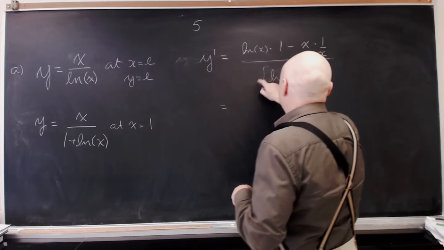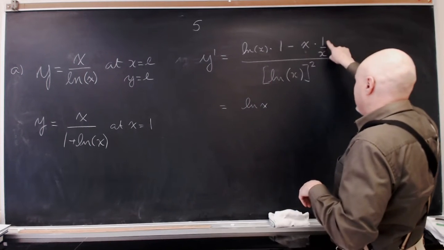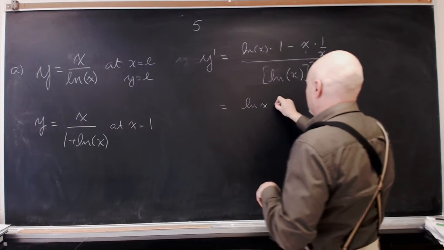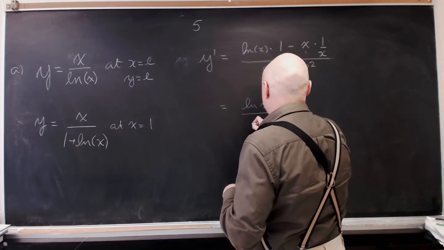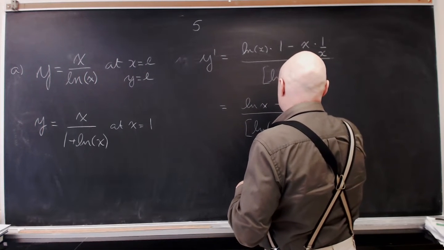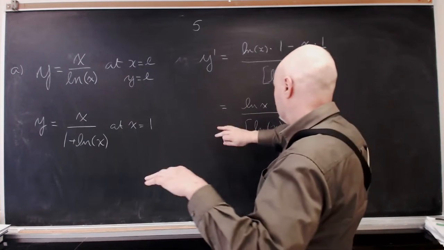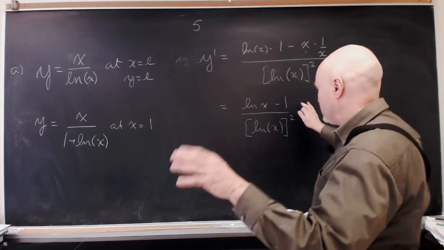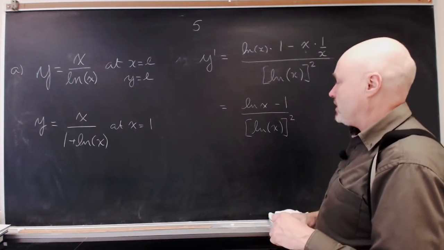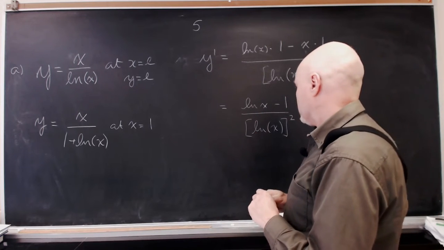Okay, I can simplify this. This is the natural log of x, and x times 1 over x is 1. Subtract 1, all over the natural log of x squared. This is pretty simple for the derivative, but now that we have it, we can plug in our x coordinate and find the slope when x is equal to the Euler number.